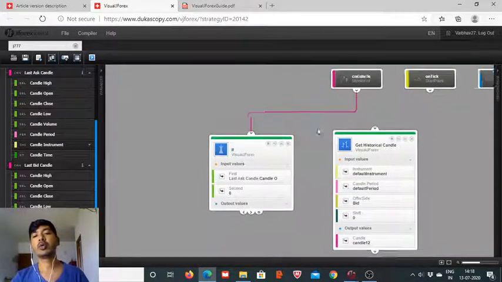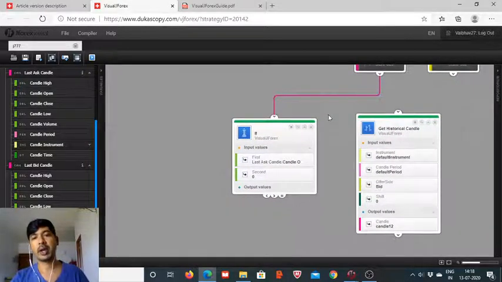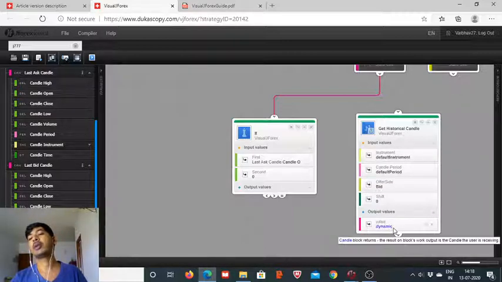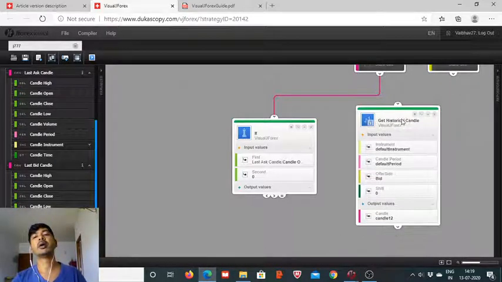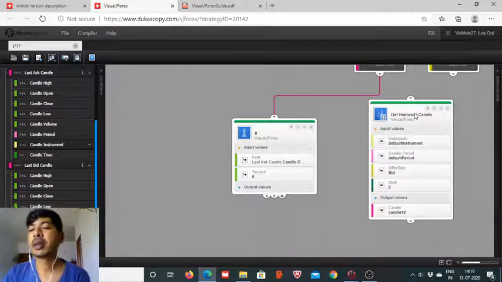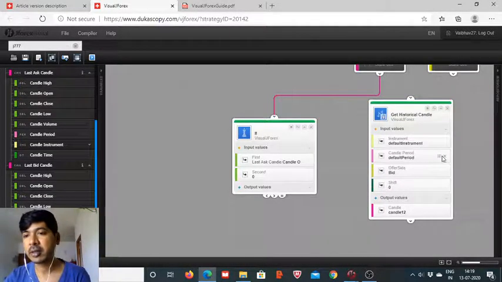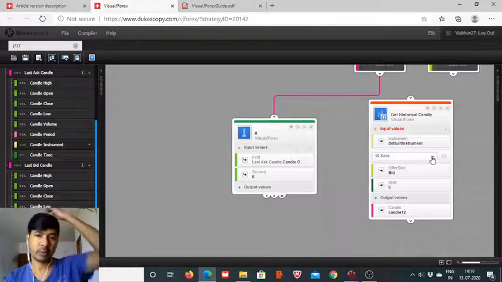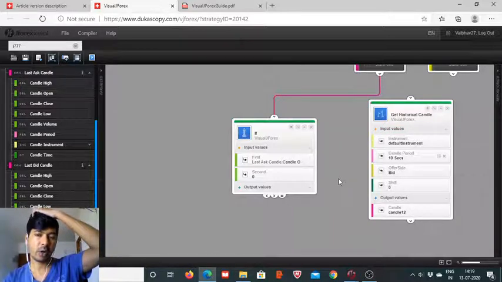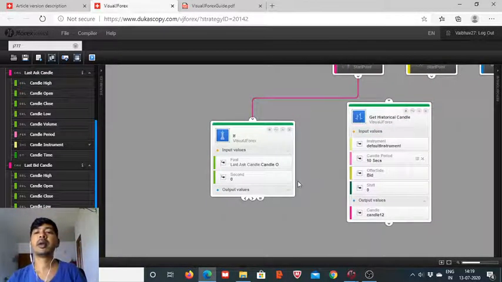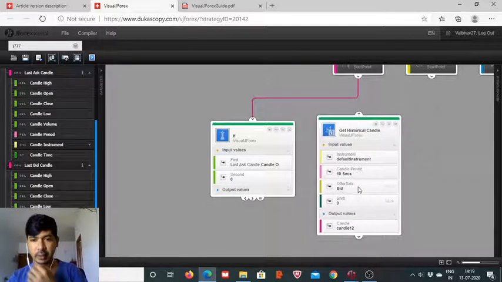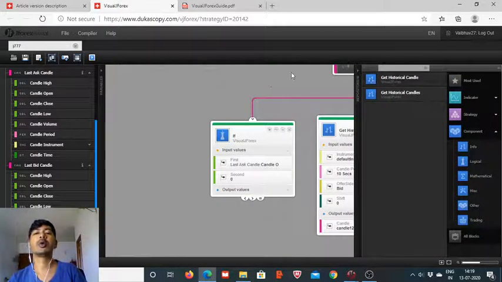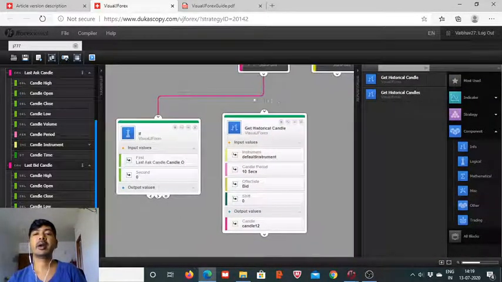Then what you will need to do is first take a historical candle of 10 seconds. Suppose we change this to 10 seconds, and if you want to simply look at the spread, then all you will need to do is take two historical candle blocks. Here this is of bid, and one more you will need to bring, which should be of the ask side.